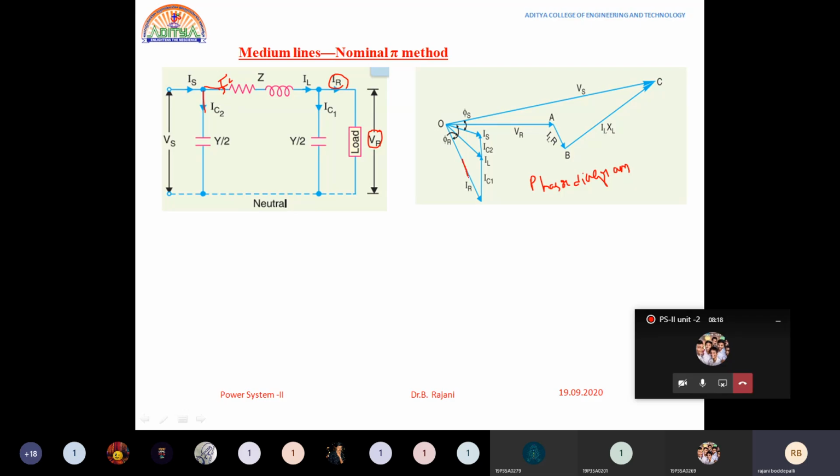We are having IR over here. Now this is the thing. IC1 is the charging current. What is this current called? This is the charging current which is made to flow through this capacitor.